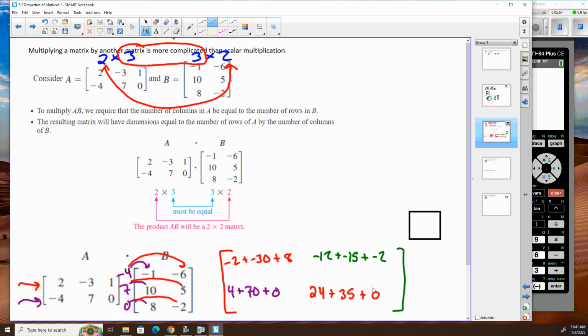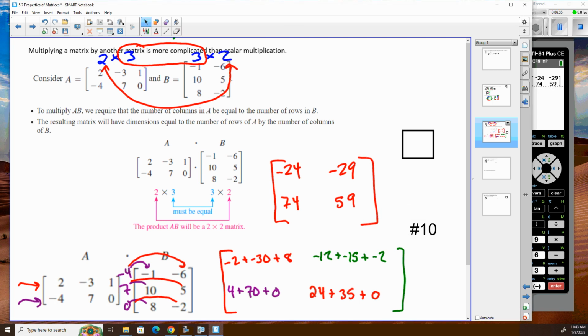And then once you've done that, all you do is just add the terms together. So -30 plus 8 is -22, -22 plus 2 is -24. And then 4 plus 70 plus 0 is 74. 24 plus 35 is going to give me 59. And then let's see here, -12 plus -15 is -27. -27 plus -2 is -29. You'll be doing something similar to this on number 10.